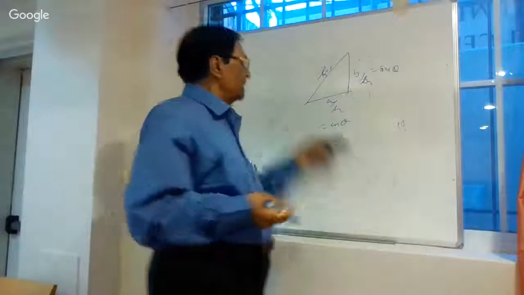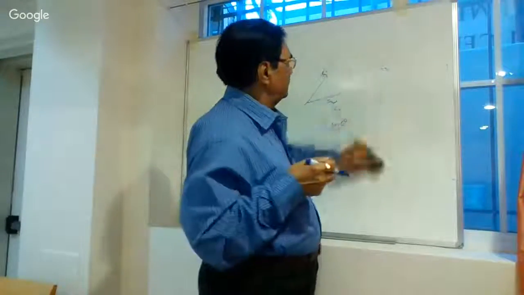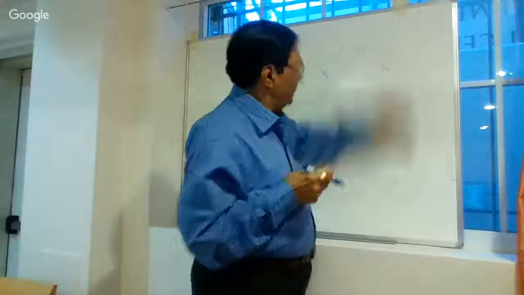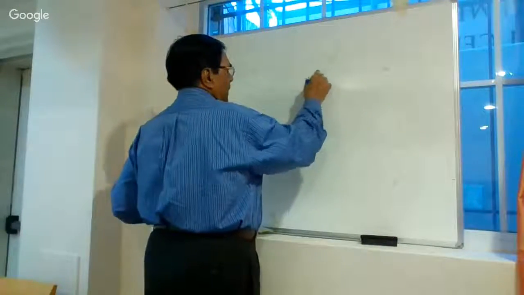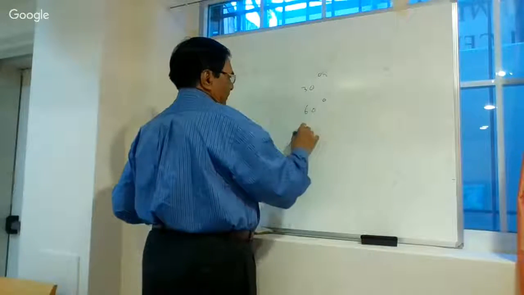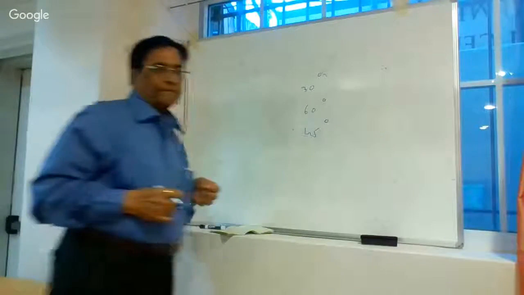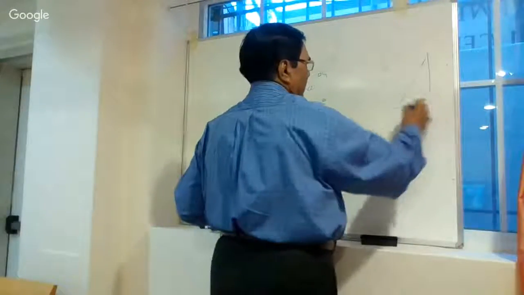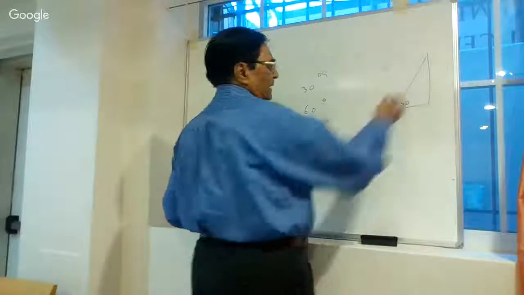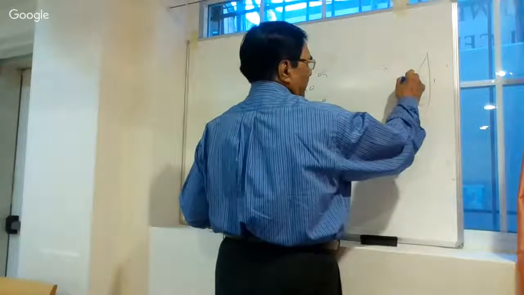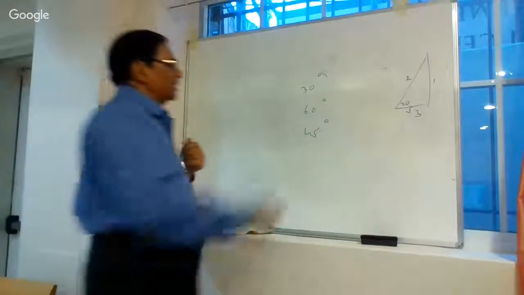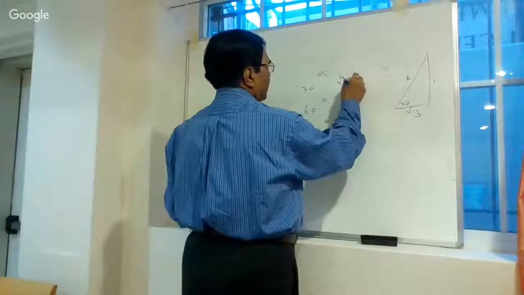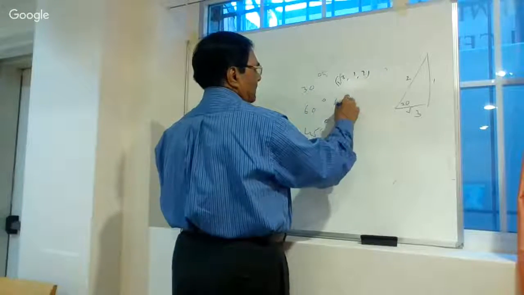Now, question is, can you tell about the 30-degree or 60-degree or 45-degree? You know, you can find out. This is 30. We know if this is 1, this will be 2. This will be 3. So it will be root 3, 1, 2. And this will be 1, root 3, 2.